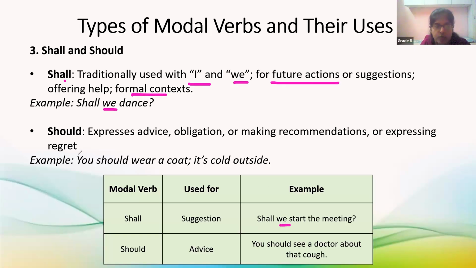Shall we start it? Next, should. The difference between shall and should: should is for normal advice, more like a recommendation, which is not very binding. Something like you should see a doctor, or you should stay indoors today. Another place where we see should is to express regret. I should have worked hard. I should have gone there yesterday. I should have spoken to the principal. So it is a missed opportunity or a regret that we have.